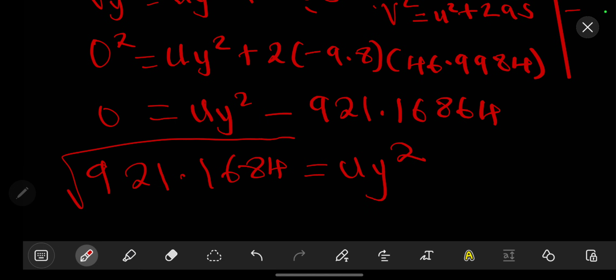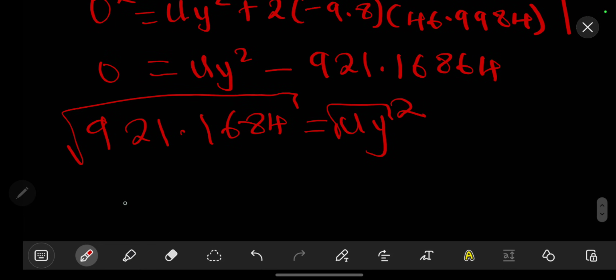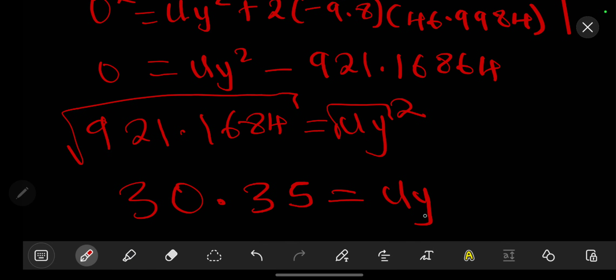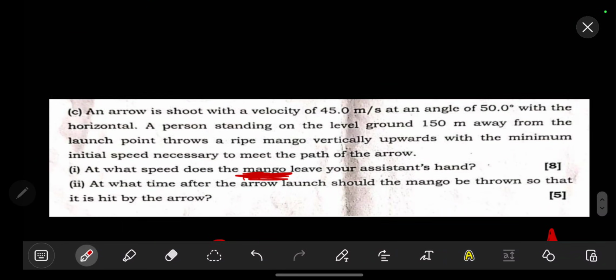From here we find the square root of that value, which is going to give us the square root of 921, which gives us 30.35, should be equal to the velocity that the assistant should throw it at to cover that distance. Now for the second part, which is saying at what time after the arrow launch should the mango be thrown so that it hits the arrow.